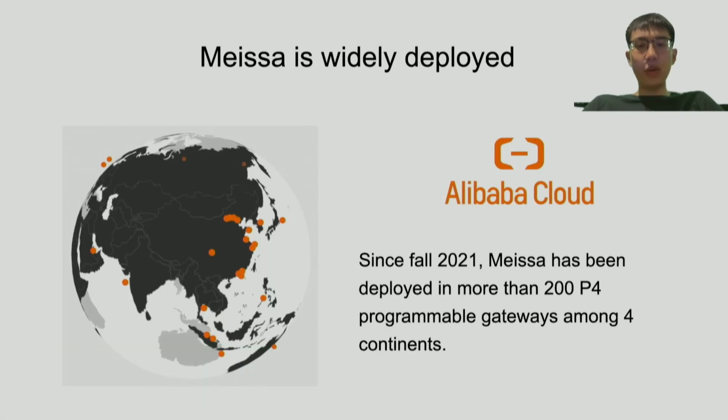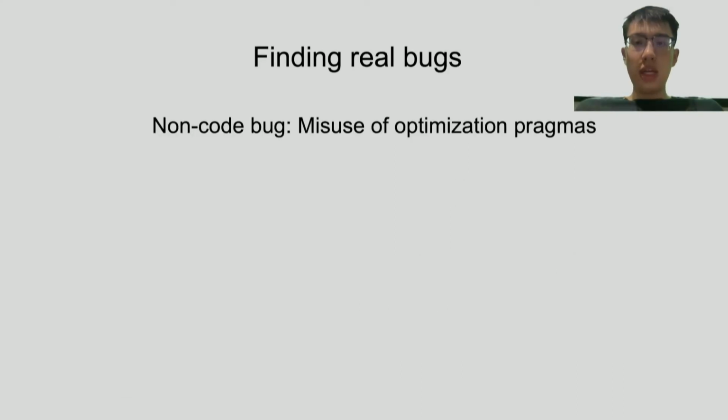Since fall 2021, Meissa has been deployed in more than 200 P4 gateways among 4 continents in the world. It identified tens of bugs and prevented hundreds of potential failures in our global network infrastructures. In our production networks, Meissa successfully identified real bugs which could not be detected by existing tools.